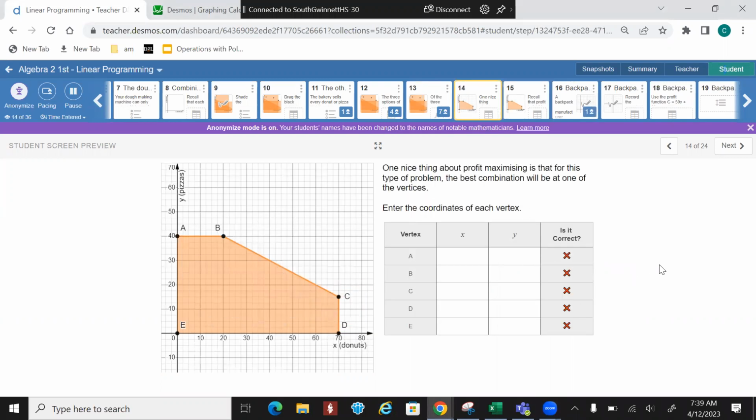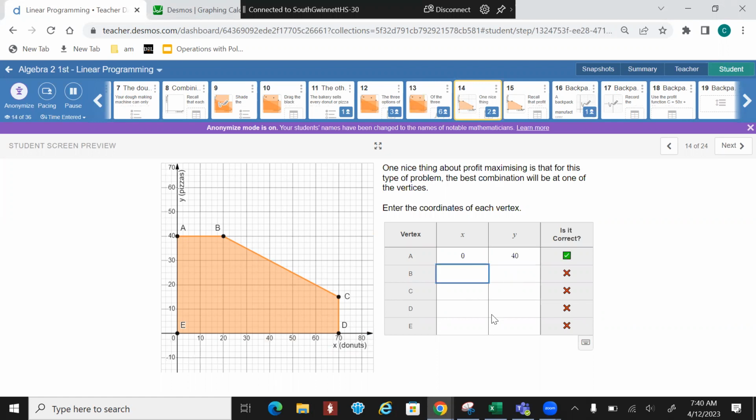One nice thing about profit maximizing is that for this type of problem, the best combination will be one of the vertices. Okay, so let's talk about what a vertices is. Back in geometry, it was where two things met. That's what a vertex was. Vertices is just the plural of vertex. So for instance, A is a vertex, and this point right here is 0, 40.